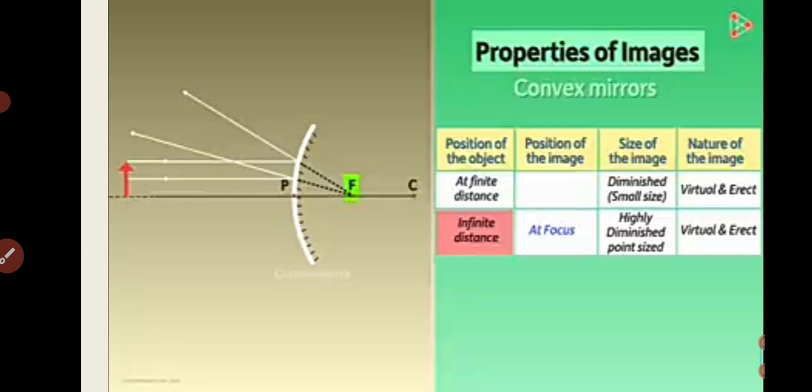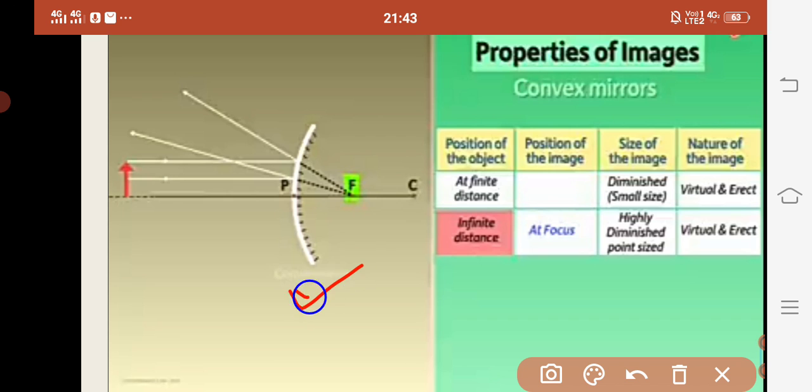So now let us start with the properties of the images that are formed by the convex mirror. Here we need to know the position of the object, then the position of the image formed, its nature and the size. In the very first case, let us place the object at infinity, a distance which we do not know. And we know that when the object is kept at infinity, the rays coming from the source are always parallel to the principal axis.